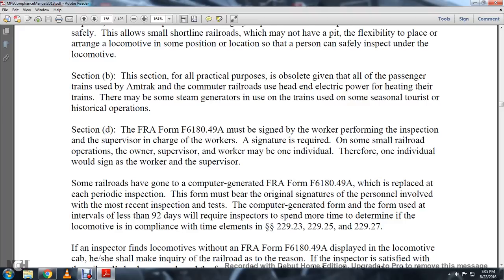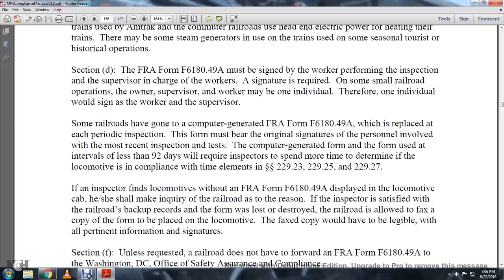Section D. The FRA Form 6180.49A must be signed by the worker performing the inspection and by the supervisor in charge of the worker. In one small railroad operation, the owner or the supervisor may be one individual. Therefore, one individual signs as both worker and supervisor.